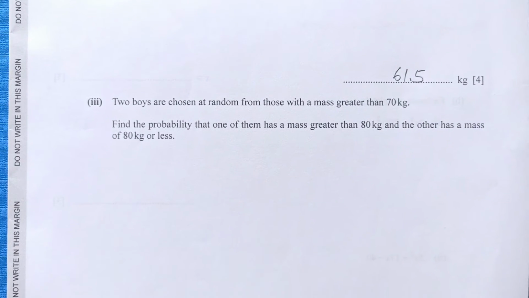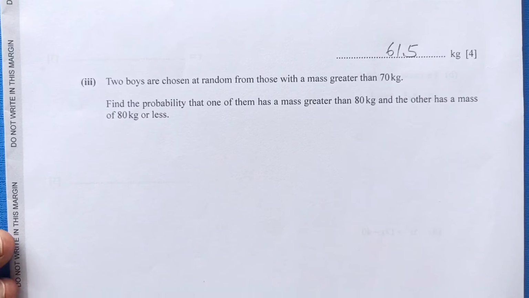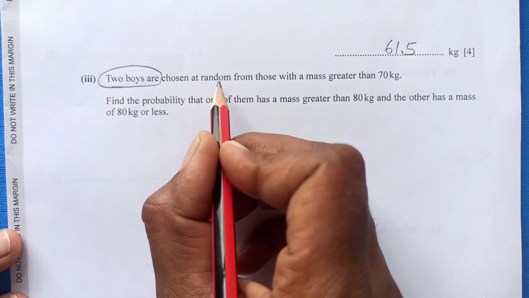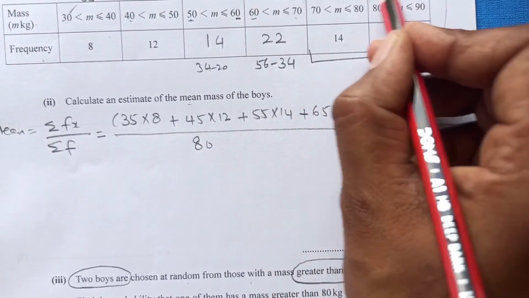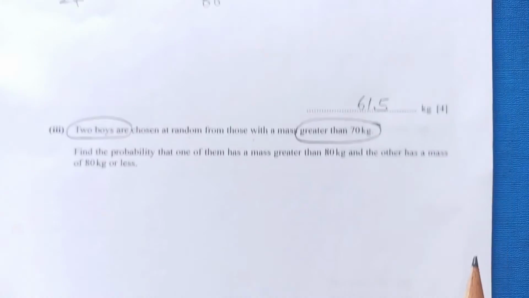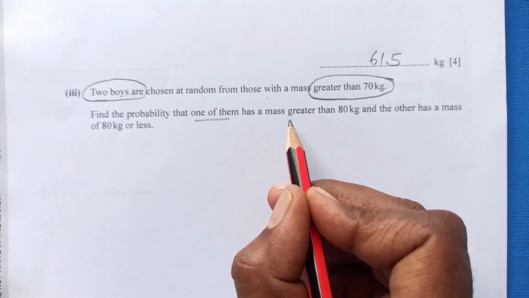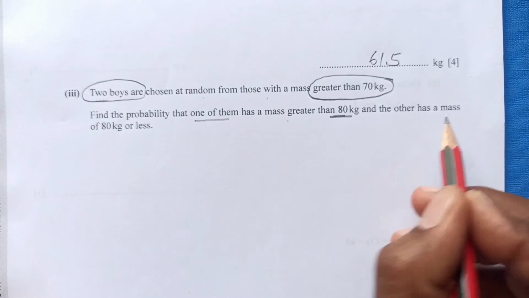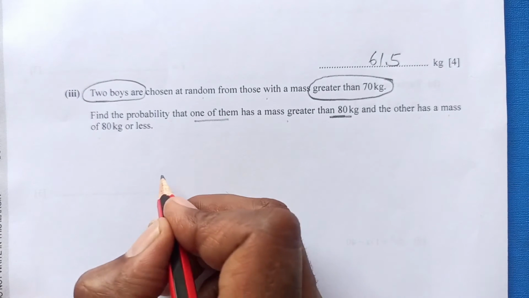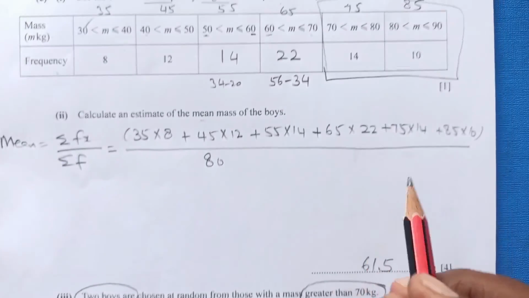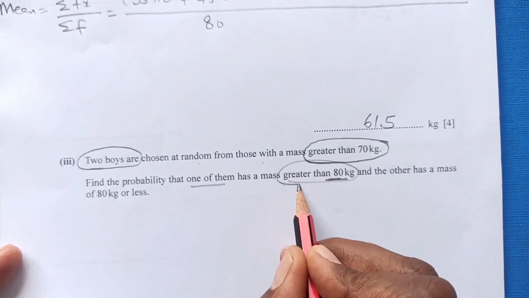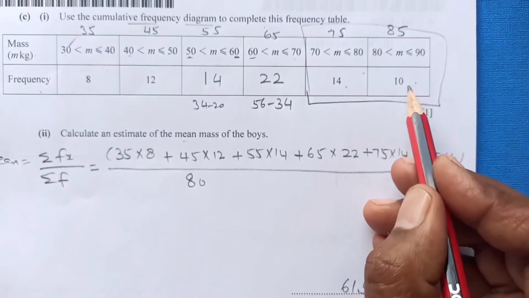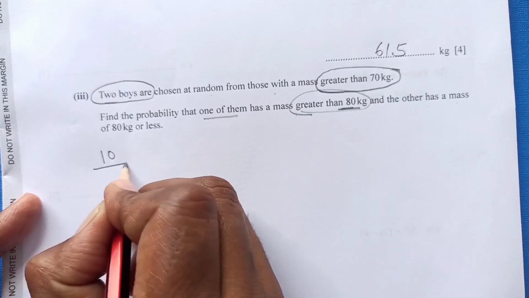Now part 3, two boys are chosen. This is a bit tricky, try to understand. Two boys are chosen at random from those with mass greater than 70 kilograms. We are looking for these two columns only, right? Greater than 70. So this is greater than 70 here. Find the probability that one of them has mass greater than 80 and the other has mass of 80 kg or less. So we have two choices, right? So the first one, when you choose first one here, which is mass greater than 80, we have 10, right? Greater than 80 is 10. So it will be 10 out of 24.